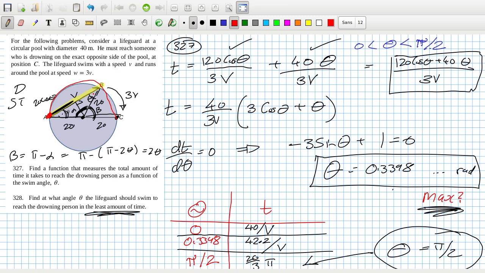It's weird though. Does pi over 2 correspond to... So theta is 0 just means go straight across. And then pi over 2 means to go all the way around. Why is that quicker than going straight across? The distance is more than pi multiple of this distance, but the speed is only 3 times faster.